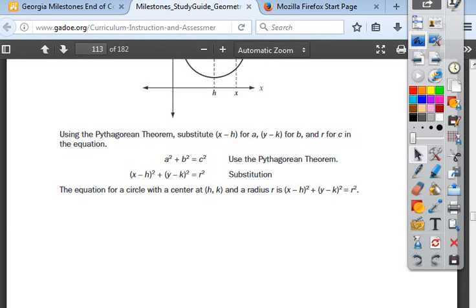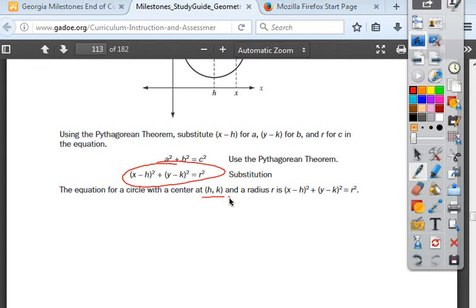We need to remember this equation right here for a circle. Is it going to be on the paper? Yes, I think so. Let me check that real quick. Yep. They will give you the equation for the circle, but we're going to have to know how to use it. First thing is H and K is your center.